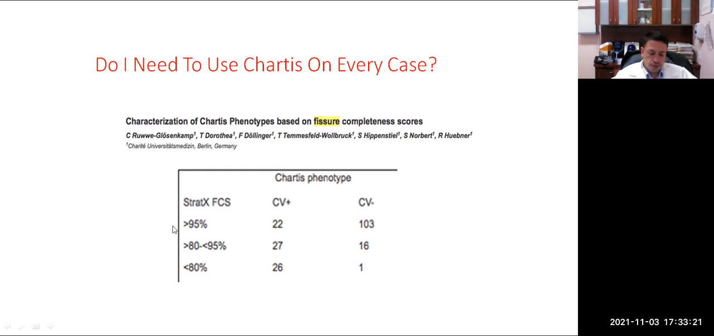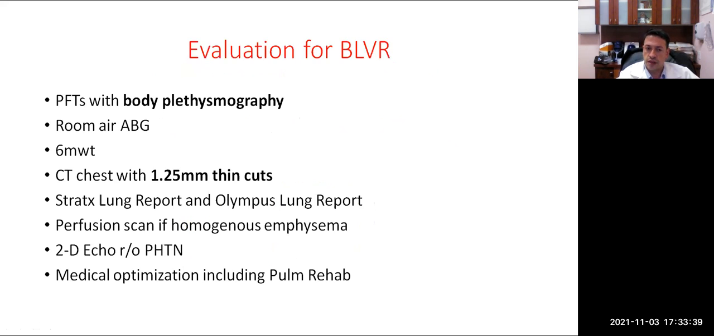So in our protocol, we will take patients that are 80% and above. We will give them the benefit of a doubt, and we will bronchoscope them and perform the Chartis assessment, but only put valves in those who are proven to be CV negative. So this is the summary of the evaluation. You need to get PFTs in the body box, a room air blood gas, and a 6-minute walk test. A CAT scan has to be done with thin slices, because that's what's required to generate the StratX report.